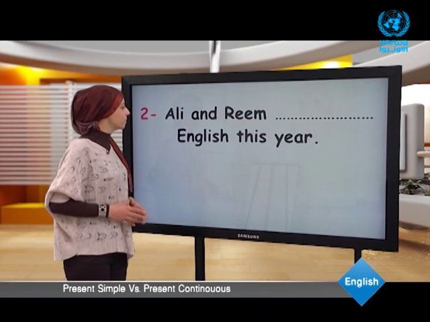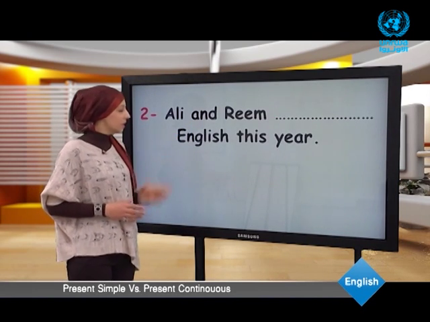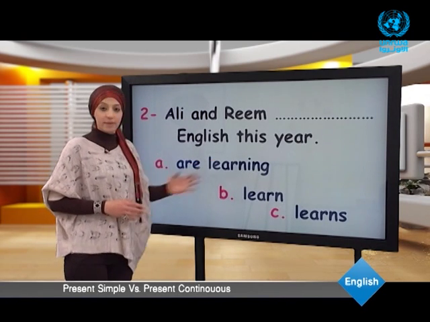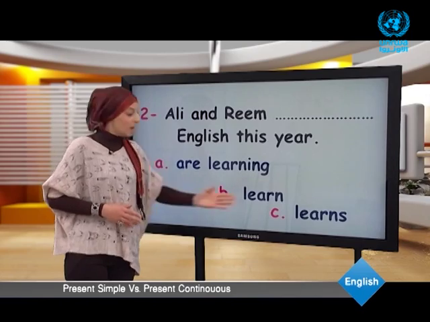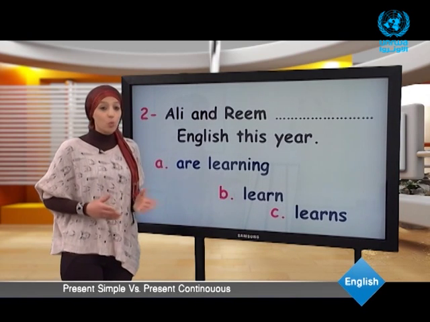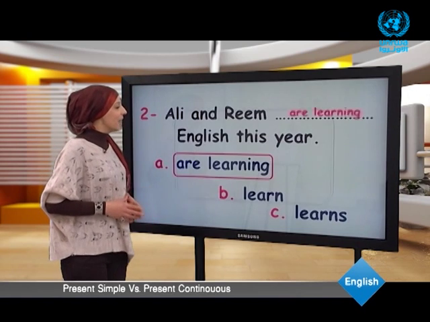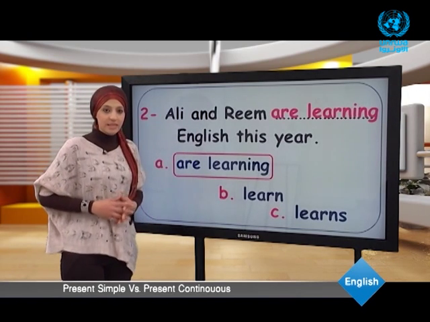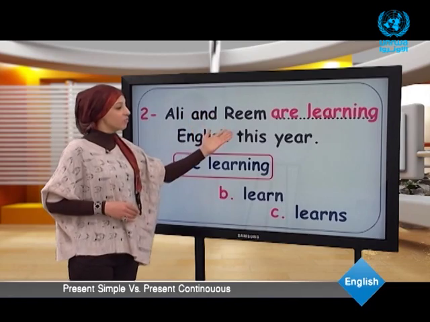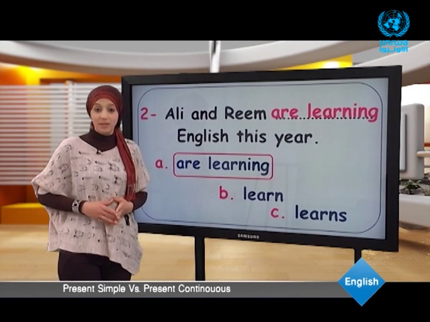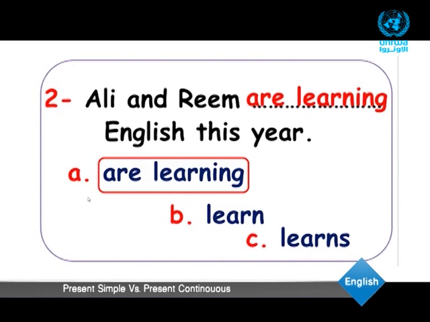The second one, Ali and Reem, blank, English this year. And the choices are learning, learn, learns. What is the suitable choice? Yes, they are learning. Let's read the sentence again. Ali and Reem are learning English this year. Can you repeat it?